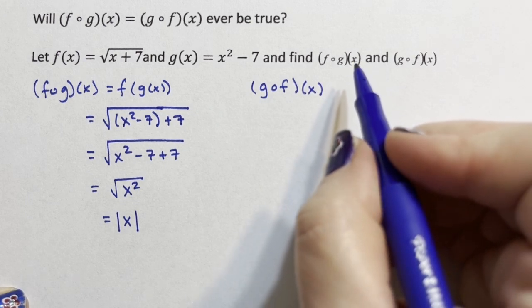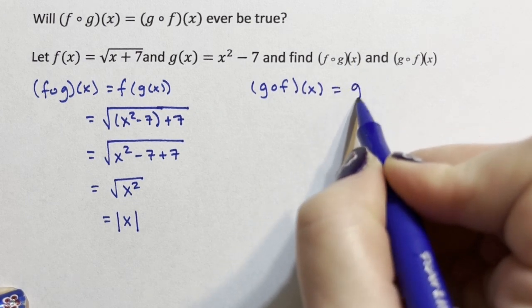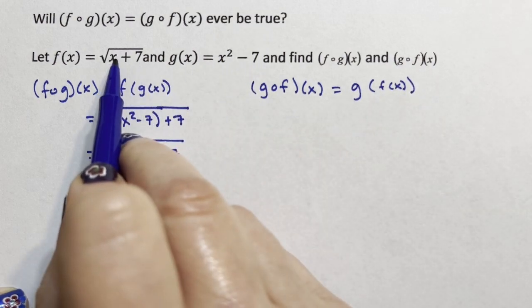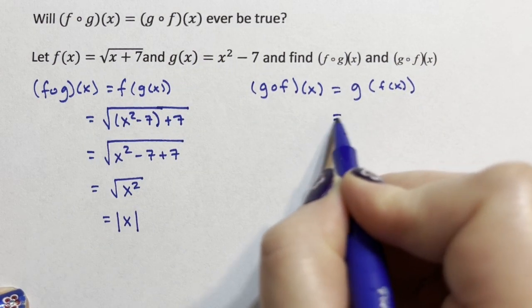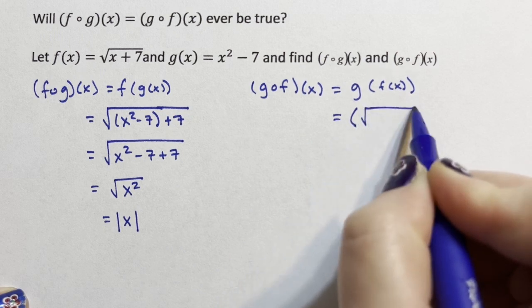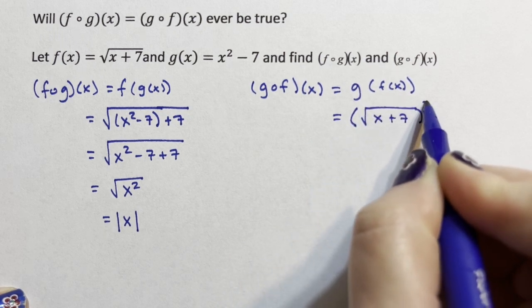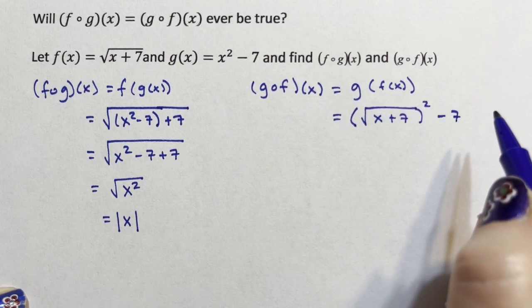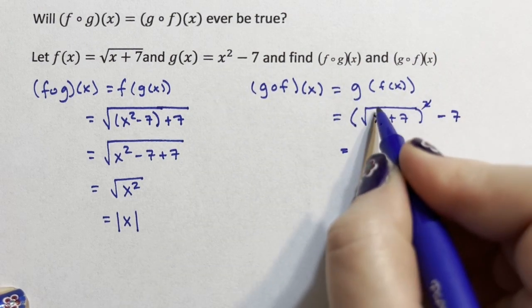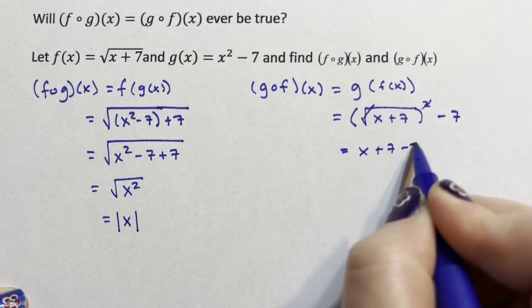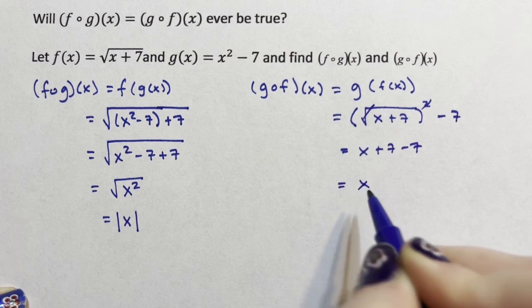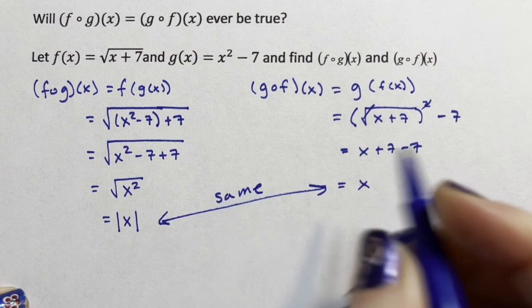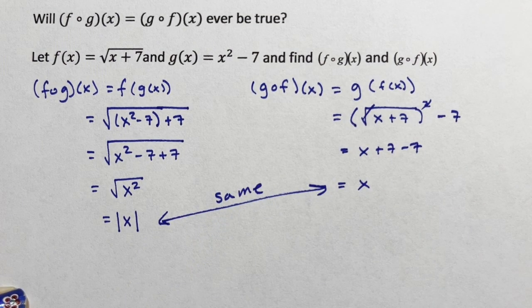So here we have g of f of x, where we are putting f of x into g of x. So we have the square root of x plus 7, squared, minus 7. So here these cancel out, x plus 7 minus 7, which leaves us with x, which leaves us with x either way. So there you go.